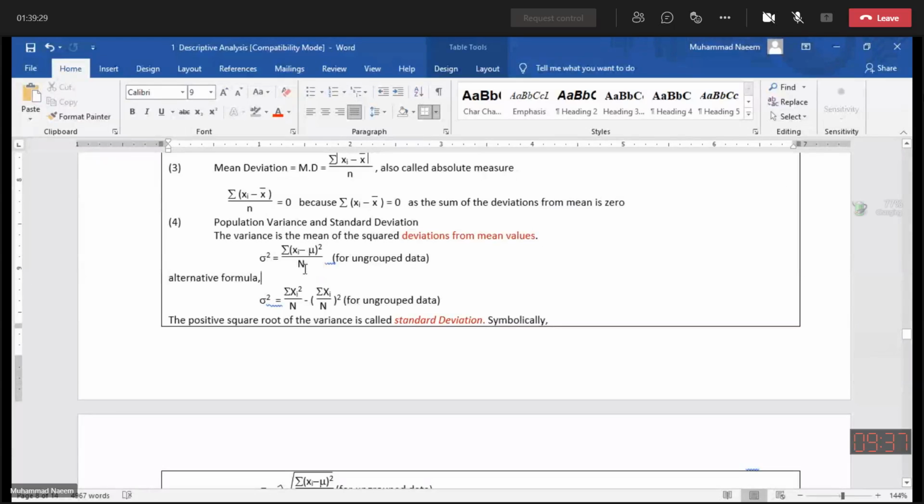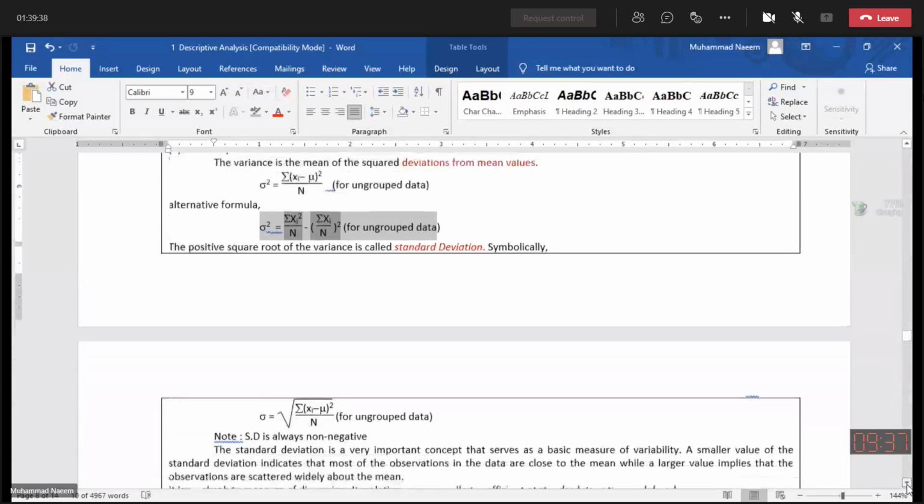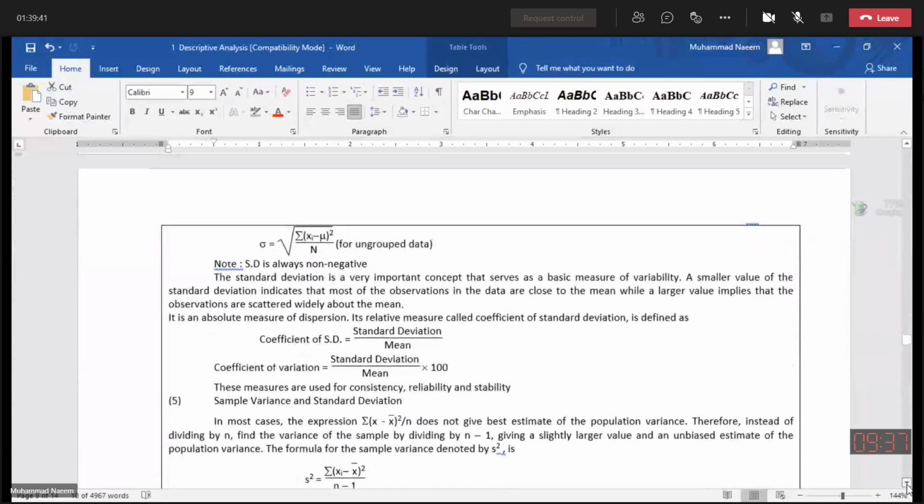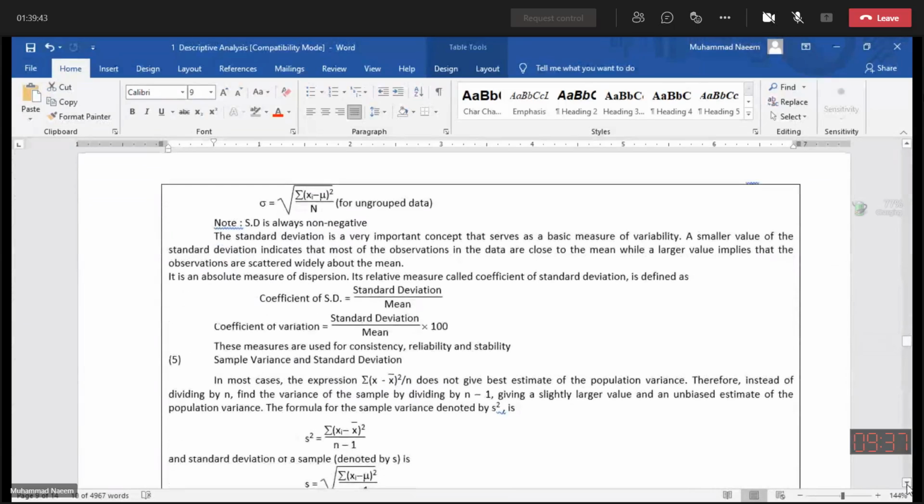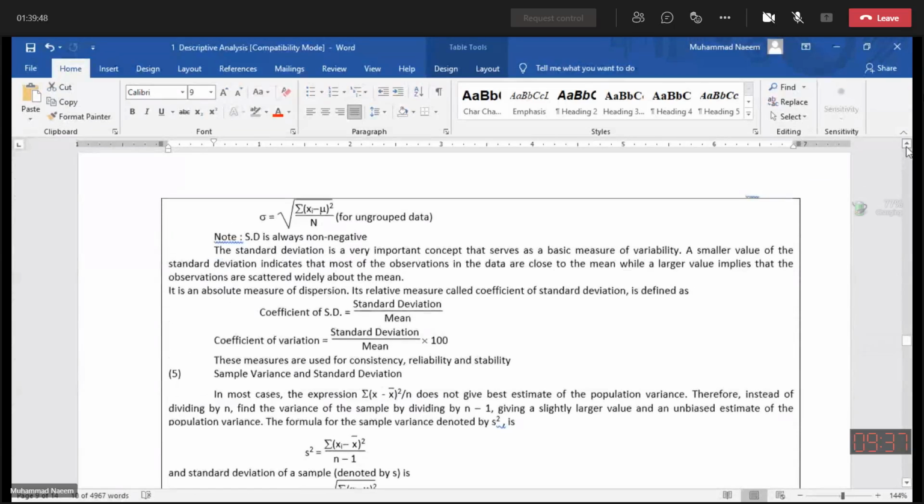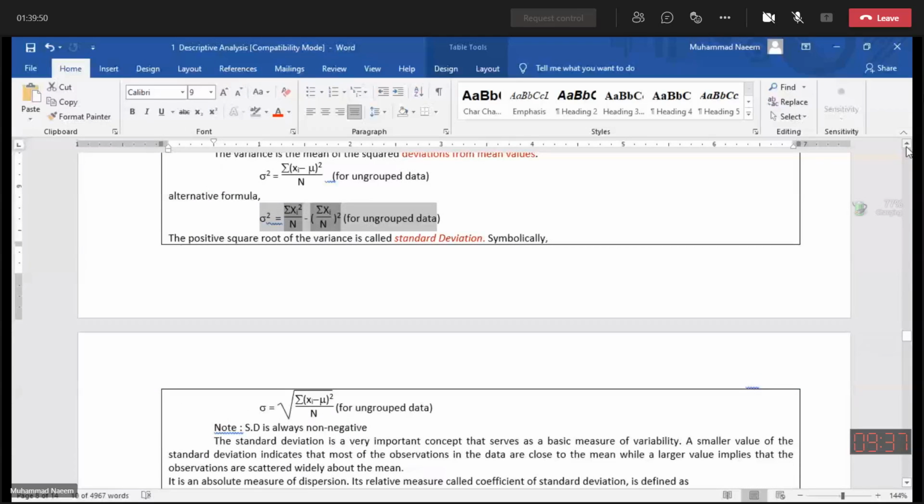This is called the variance. Also, we have some alternative formulas. You can also try them. Next is the standard deviation. Standard deviation is just the positive square root of the variance. Like this, the positive square root of the variance.